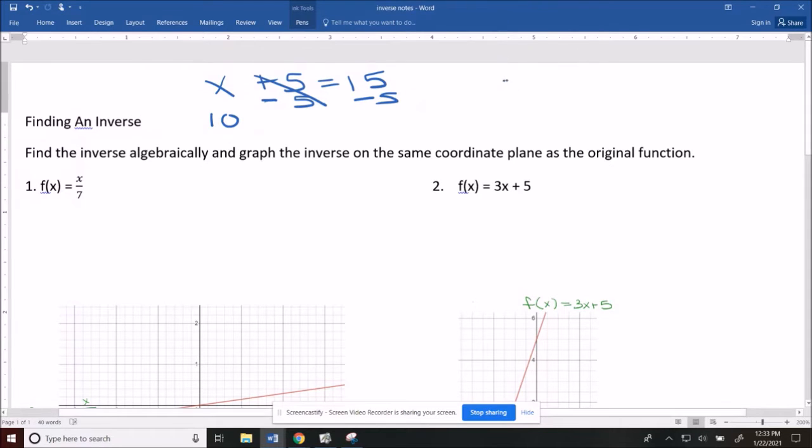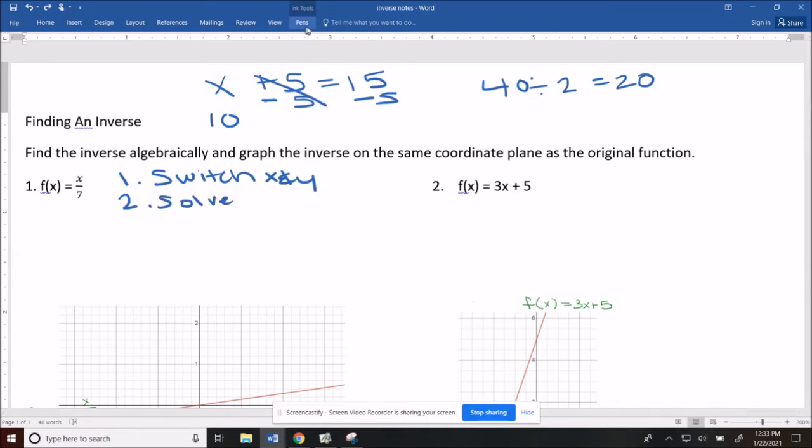If I say some number divided by 2 equals 20, you would say that number is 40 because you're doing the inverse. You're doubling 20 to get 40. So inverses are all about opposites. So to find an inverse algebraically of a function, we have two main steps. Step 1 is to switch the x and the y variables, and step 2 is to solve for y.